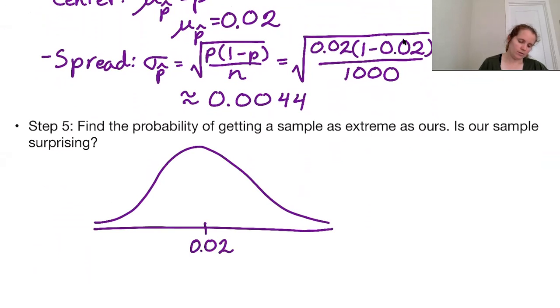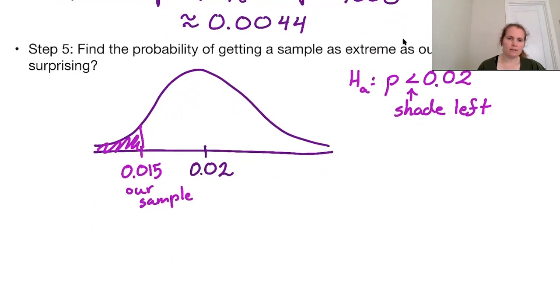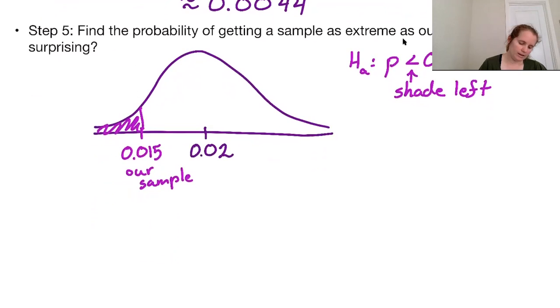Our sample was 0.015. Our HA, we have p is less than 0.02, so we shade left. So we're looking for that probability to the left. Again, this is our p-hat distribution.